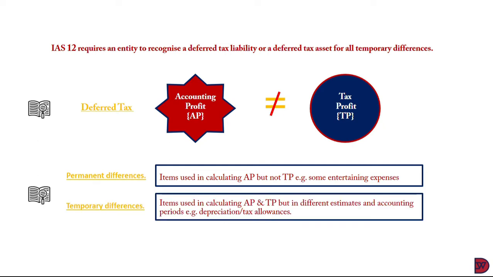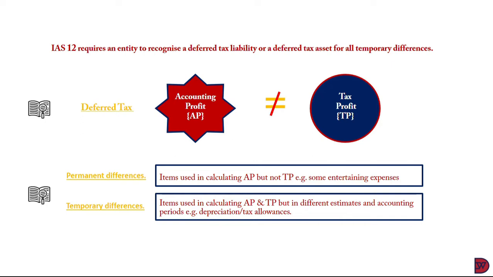Let's look at the temporary differences. Now, these are items that are allowed in both the calculation of accounting and tax profits, but the value used will differ in both areas. Example will be depreciation for accounting profit and tax depreciation, or tax allowance, or capital allowance for taxation purposes.